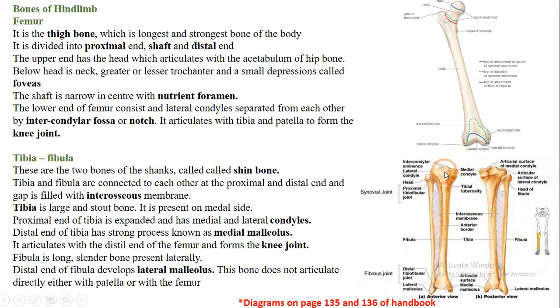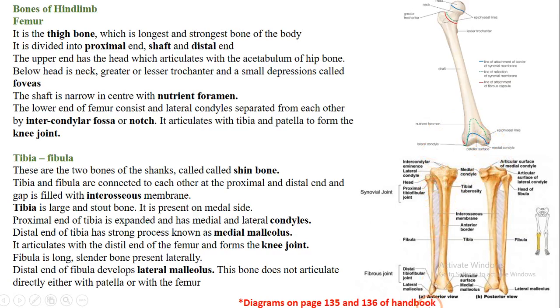This is the tibia. It is a large and stout bone, and it is present on the medial side. The proximal end of the tibia is expanded and has medial and lateral condyles. The distal end of the tibia has a strong process known as the medial malleolus. This is the medial malleolus present on the distal end. Now, this part articulates with the femur bone and forms the knee joint.